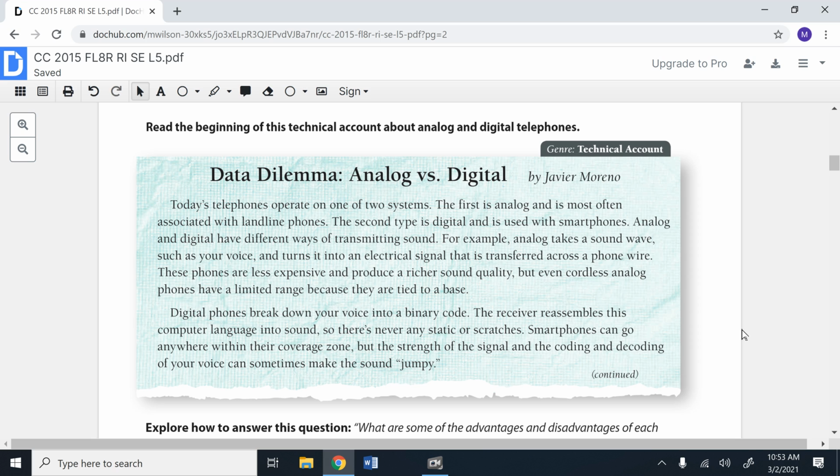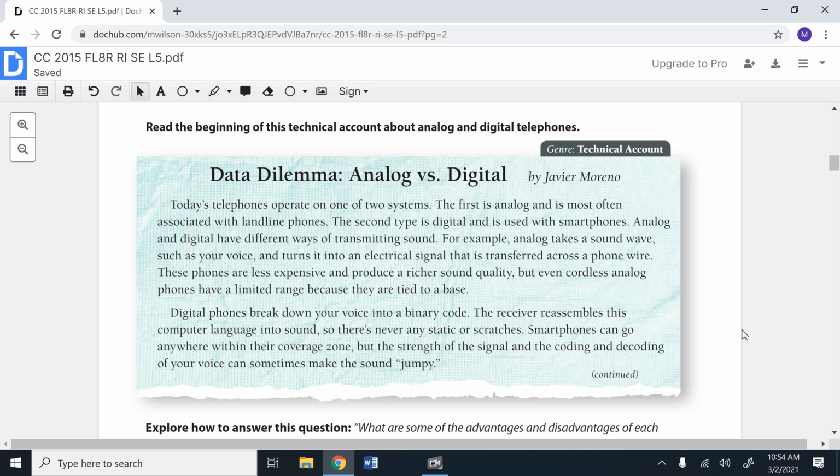It says, read the beginning of this technical account about analog and digital telephones. So, Data Dilemma, Analog versus Digital by Javier Moreno. Today's telephones operate on one of 2 systems. The first is analog and is most often associated with landline phones. The second type is digital and is used with smartphones. Analog and digital have different ways of transmitting sound.